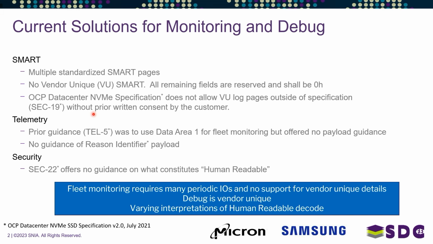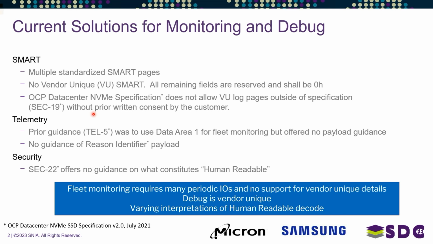From a telemetry perspective, the OCP spec did offer guidance that says use data area 1 for fleet monitoring, but really offered no payload guidance. So what was going to be inside of there would be completely vendor unique. Decoding that information was going to be challenging. And within the details of the NVMe telemetry spec, there's also a reason identifier, and there was really no guidance given on the reason identifier payload either. So if you had a problem, what did that mean?